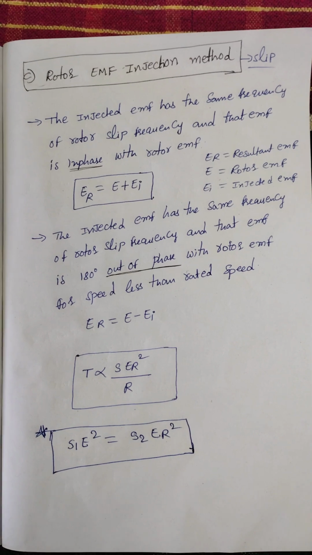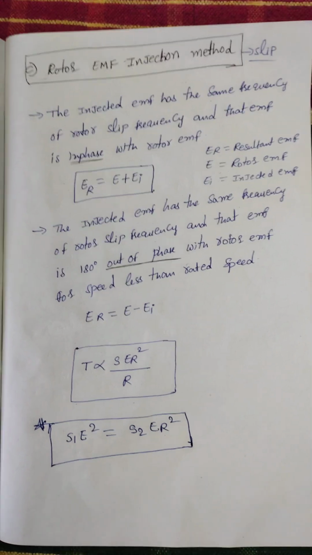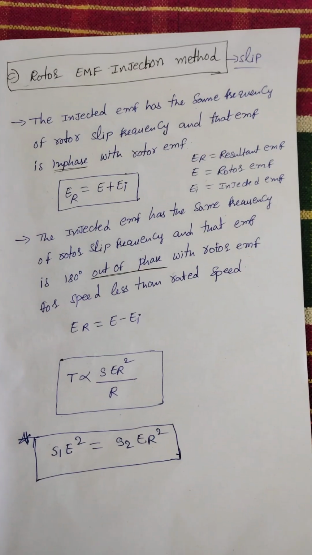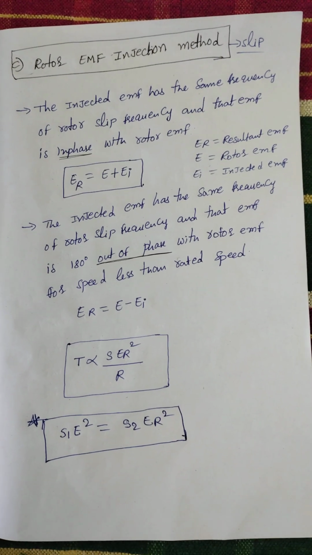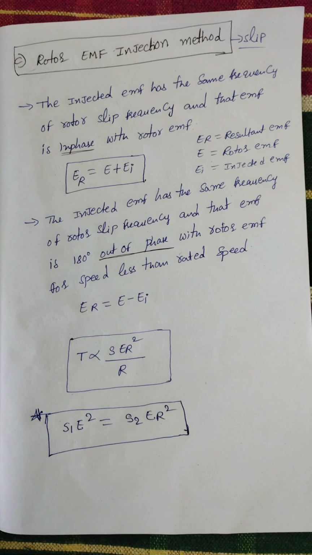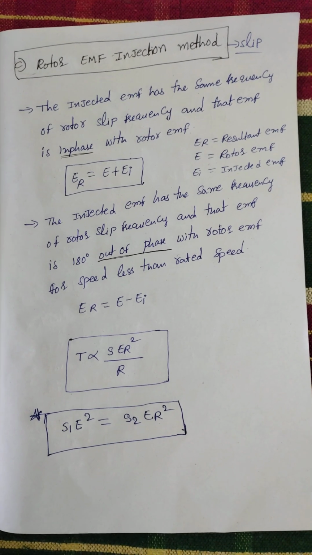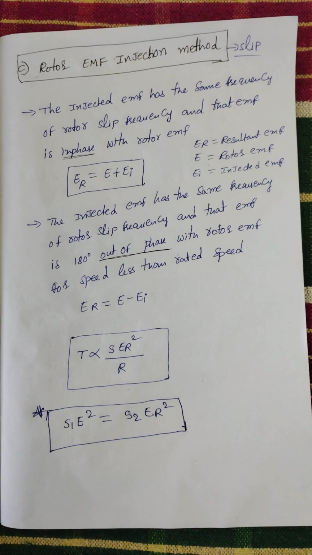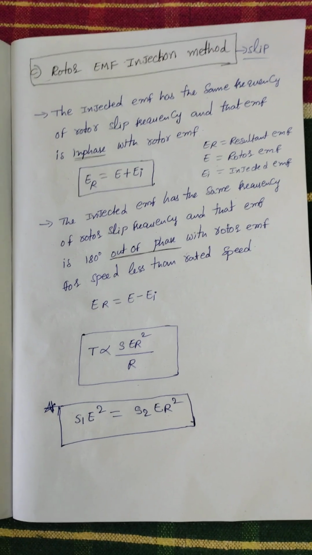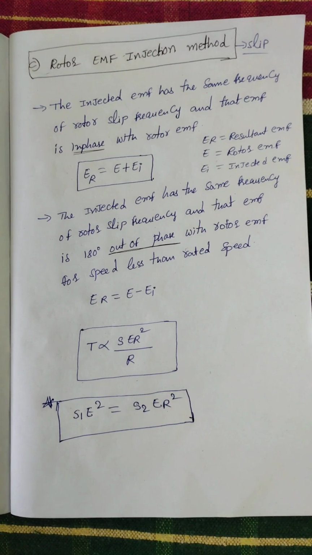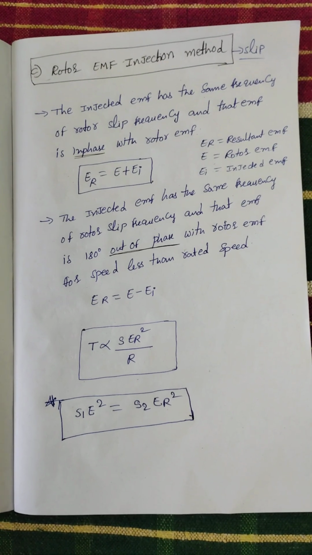The next method is the rotor EMF injection method in slip control technique, which is only used for the slip ring induction motor. When the injected EMF is in phase with the rotor EMF, the resultant EMF ER is equal to E plus EI, where E is the rotor EMF, ER is the resultant EMF and EI is the injected EMF. When the injected EMF is out of phase with the rotor EMF, then the resultant EMF ER is equal to E minus EI. In this way, by controlling the resultant EMF, the speed is controlled.